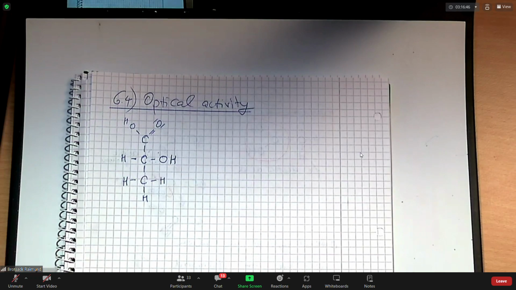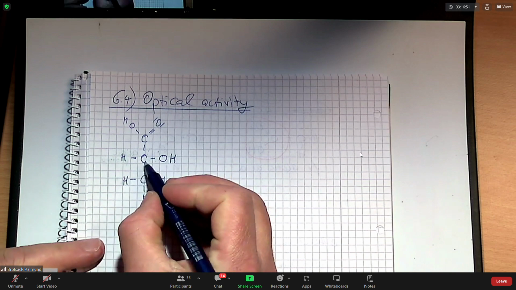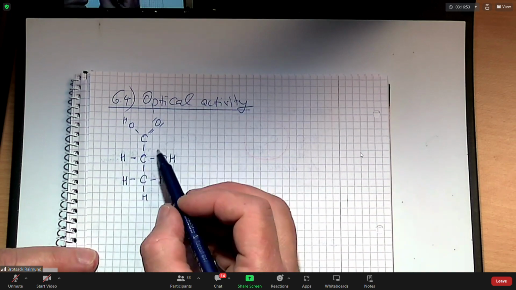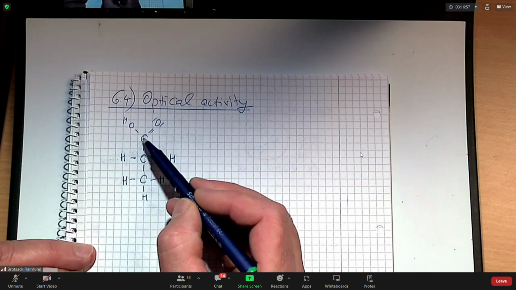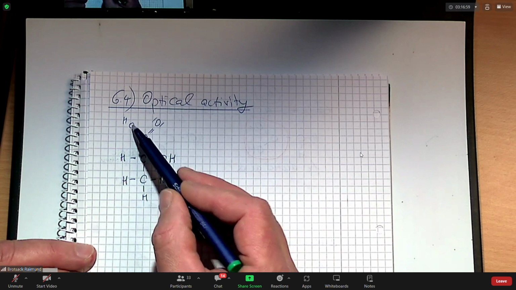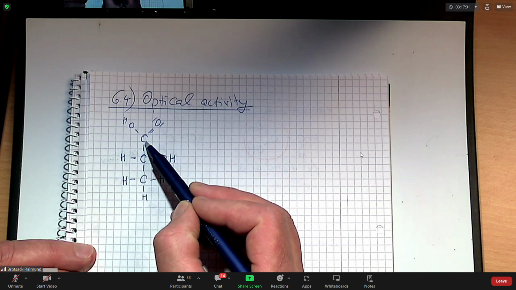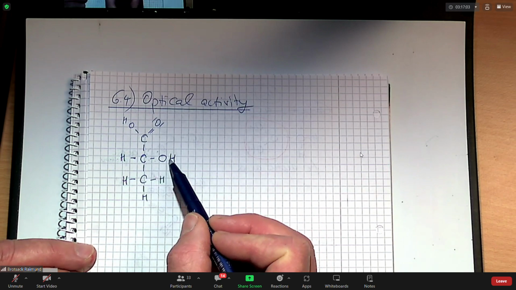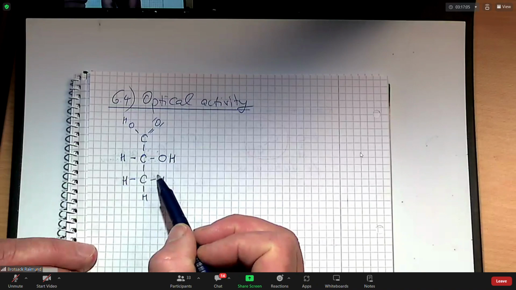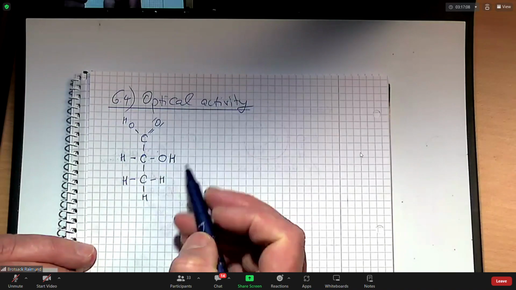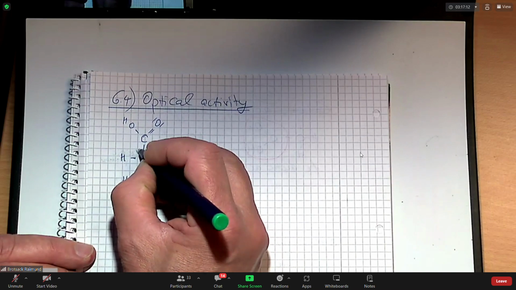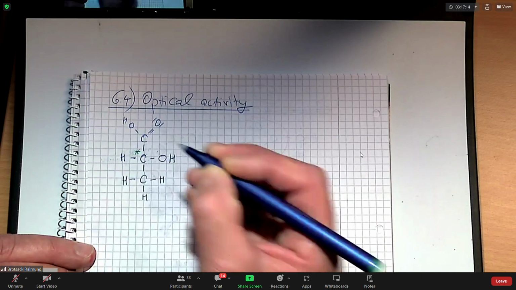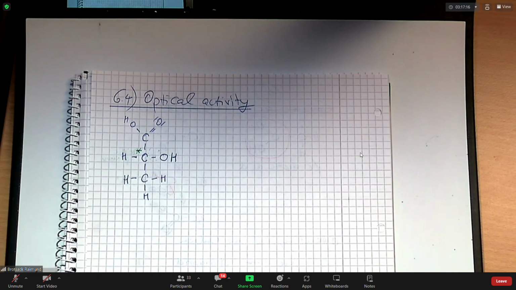When we look at the carbon atom in the middle, we have 4 different partners. Here we have the carboxyl as the acid function, the carbonyl with the OH. Here we have pure OH. Here we have hydrogen, and here we have CH3. So this is our carbon, which has 4 different partners.